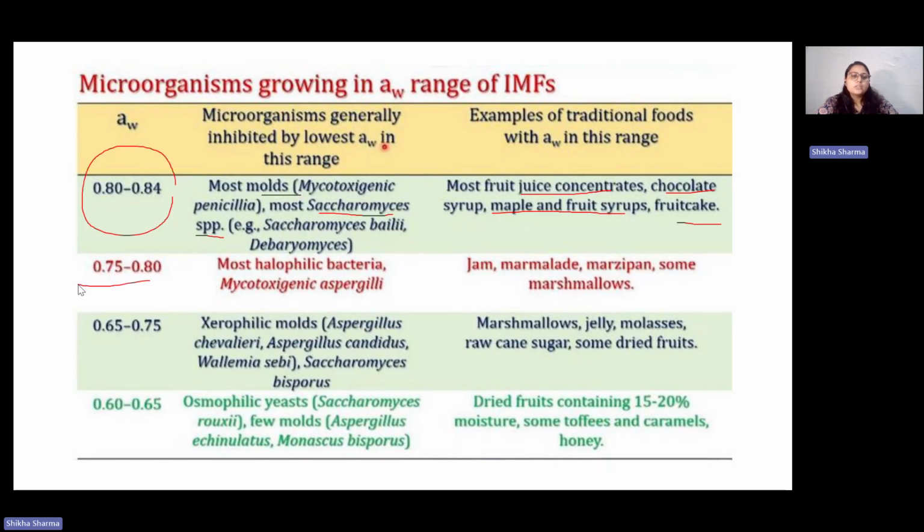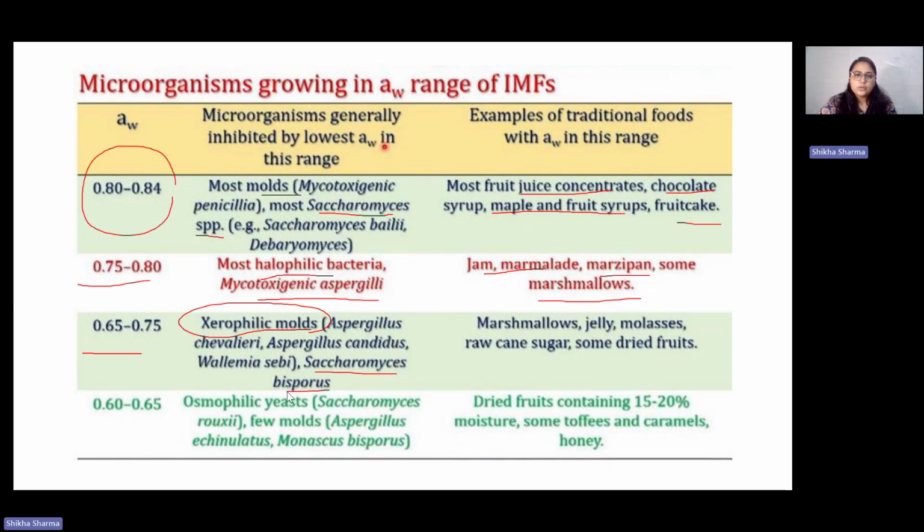And if the water activity is 0.75 to 0.8, then halophilic bacteria can grow, or mycotoxigenic aspergilli can grow, and the food products may include jams, marmalades, marshmallows, or marzipans. And if the water activity is lower, like 0.65 to 0.75, then only the xerophilic molds can grow.